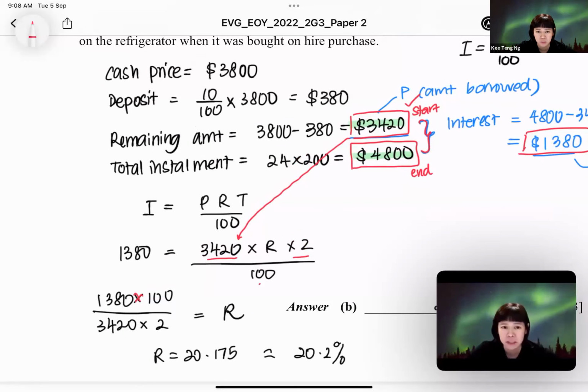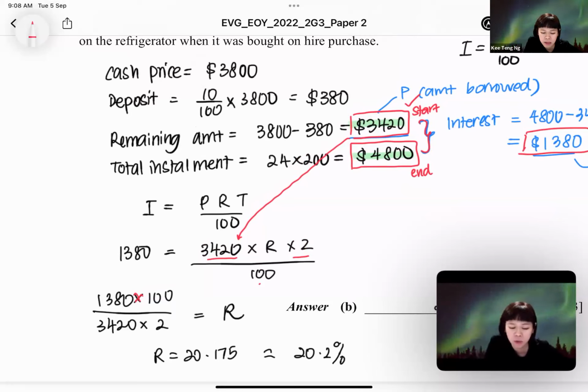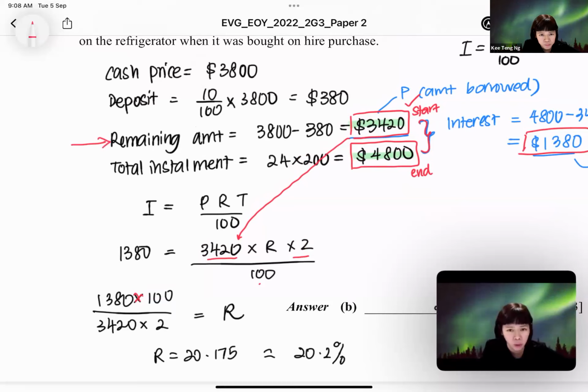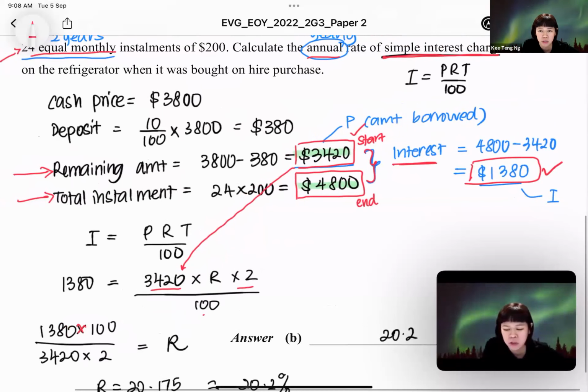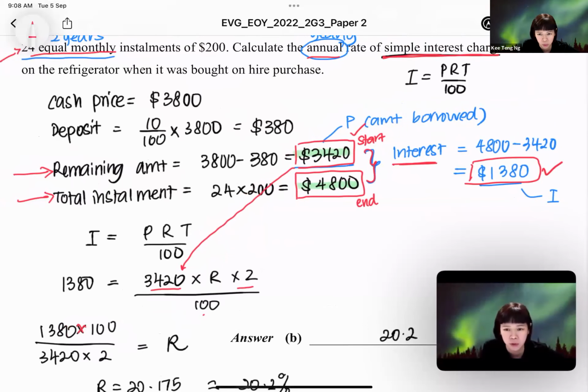First one, find the deposit, but you must find the remaining amount first. That is the amount that you borrowed. Then, given that you have the total amount, find the difference to find the interest. Then after you know the interest and your total original amount, you plug everything into your equation, then you solve for the answer.